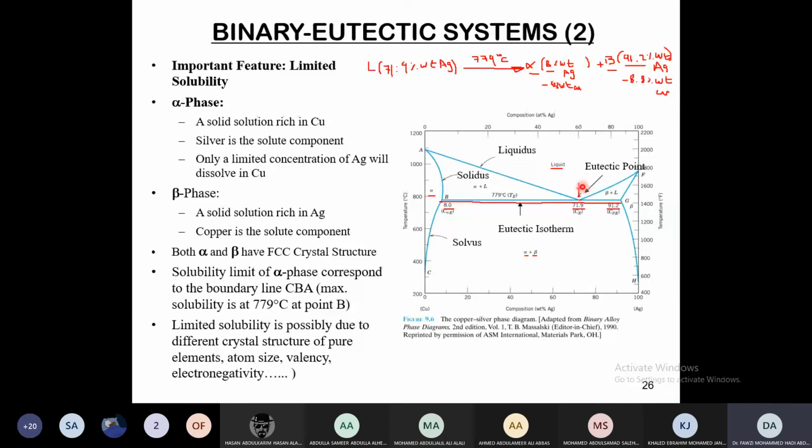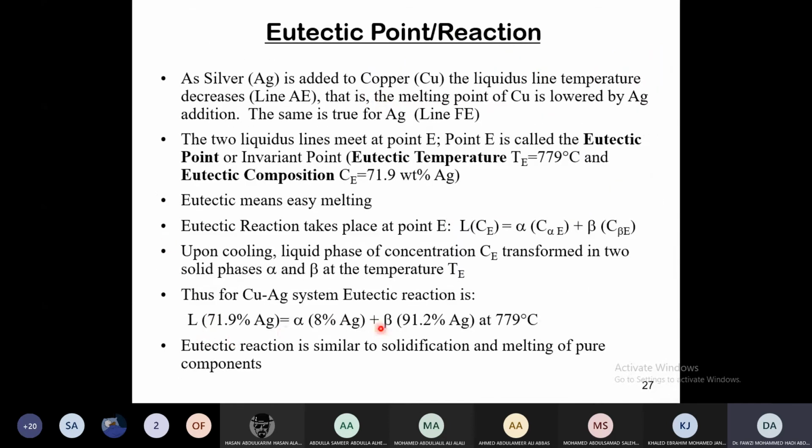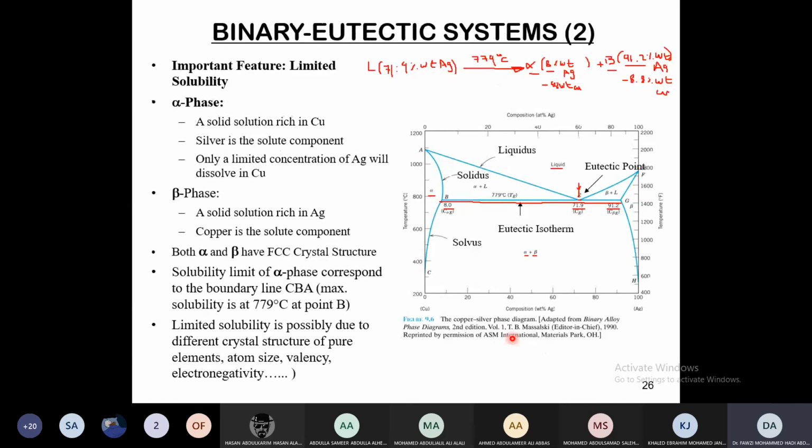Of course, I don't want you to memorize this equation here. I want you to be able, if I give you the phase diagram, to answer, for example, where is the eutectic point? You should know that it is here. I don't want you to memorize this, I want you to understand it. How do we get it?